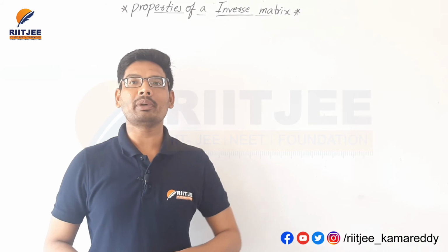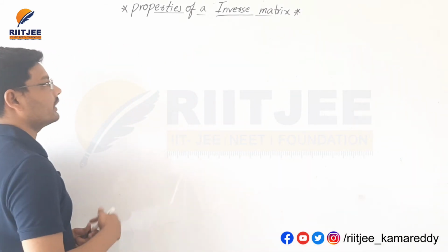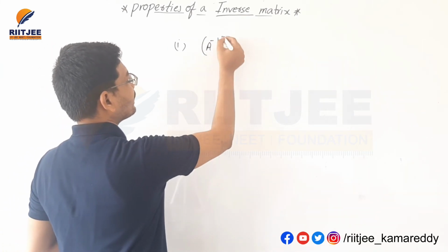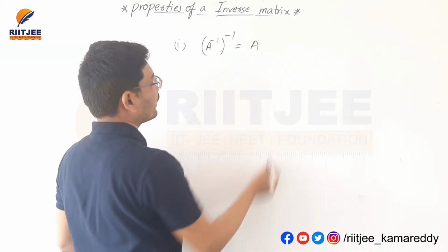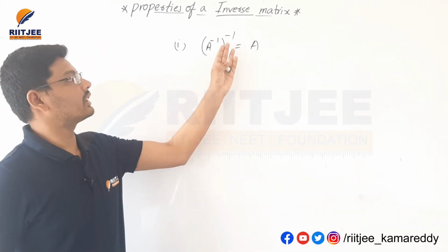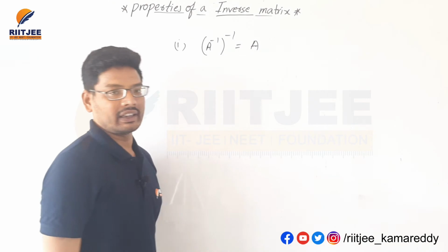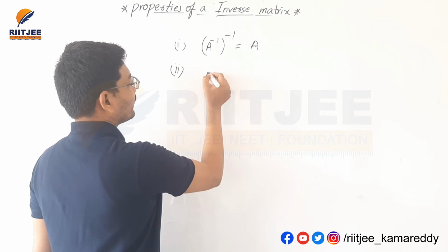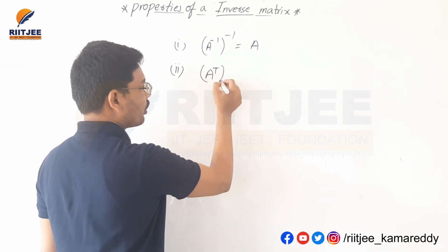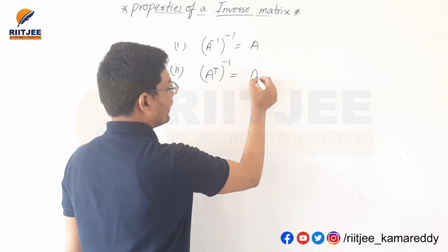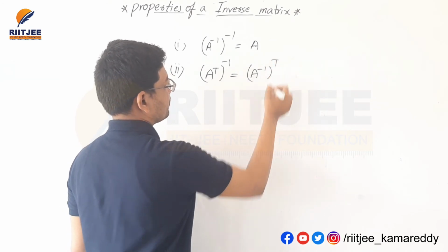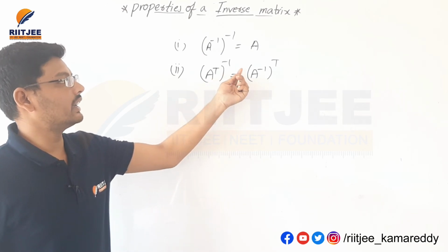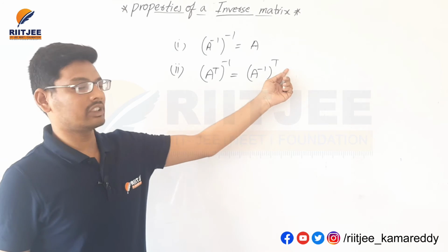Let us discuss some properties of the inverse matrix here. In that, first one, A inverse whole inverse is A again. If you find the inverse of an inverse matrix, then we will get matrix A itself. This is property number 1, and property number 2 is A transpose whole inverse is equal to A inverse whole transpose. Here if you find the transpose of a matrix inverse, A inverse transpose is also equal, both are equal here.